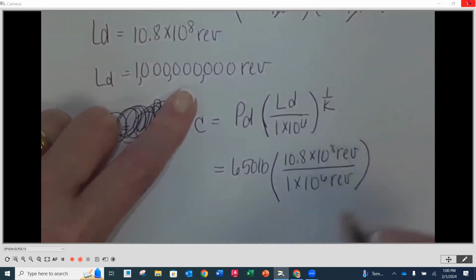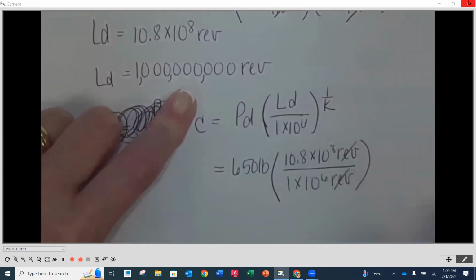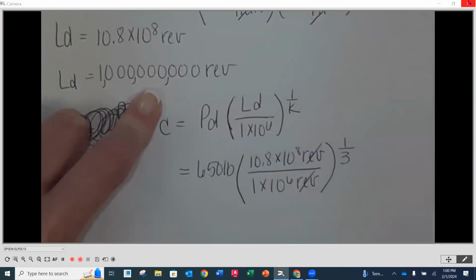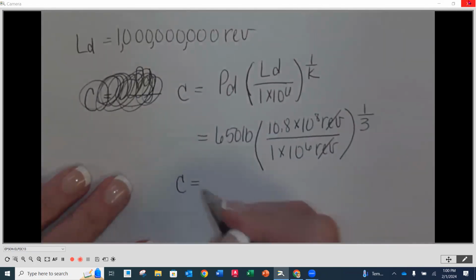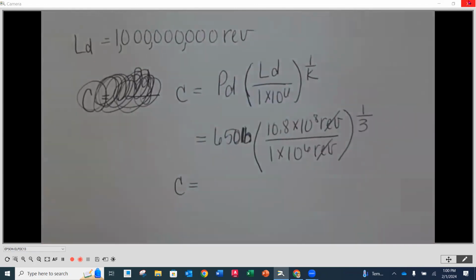It is 1 million revolutions, yes. So revolutions is going to cancel top and bottom. And then the factor up here is just going to be 1/3 because we're a ball bearing. So it's to the 1/3 power, the cubed root. So now I'm going to say C is equal to, this is 650 pounds. It's lb here, not 6,501.